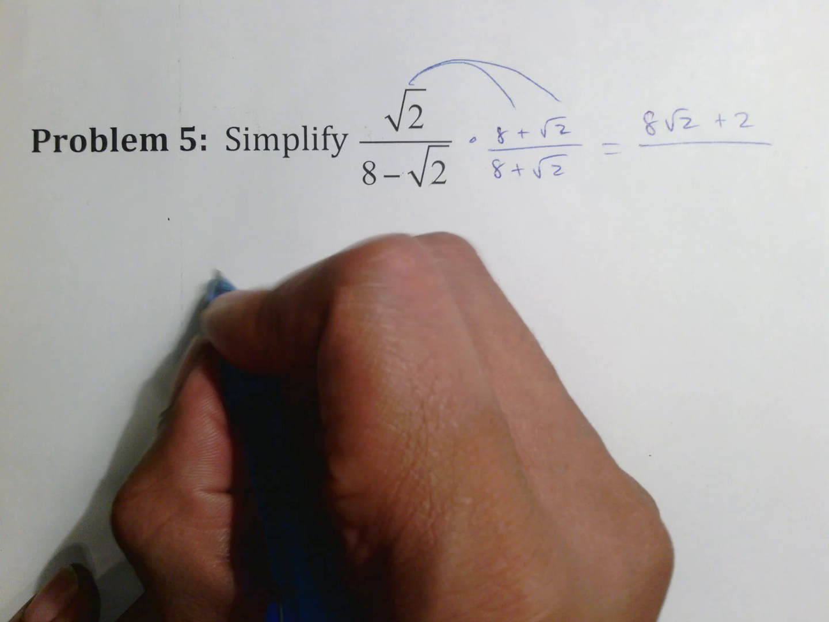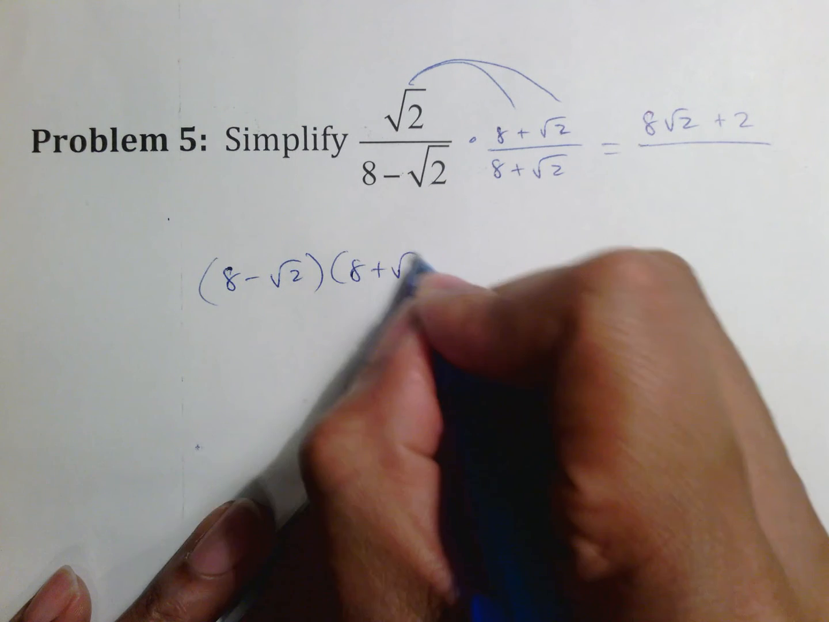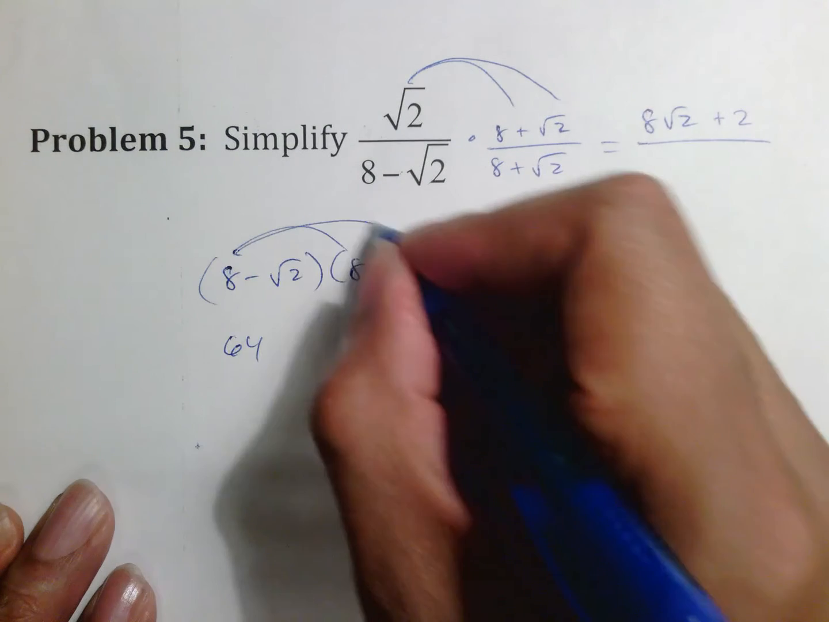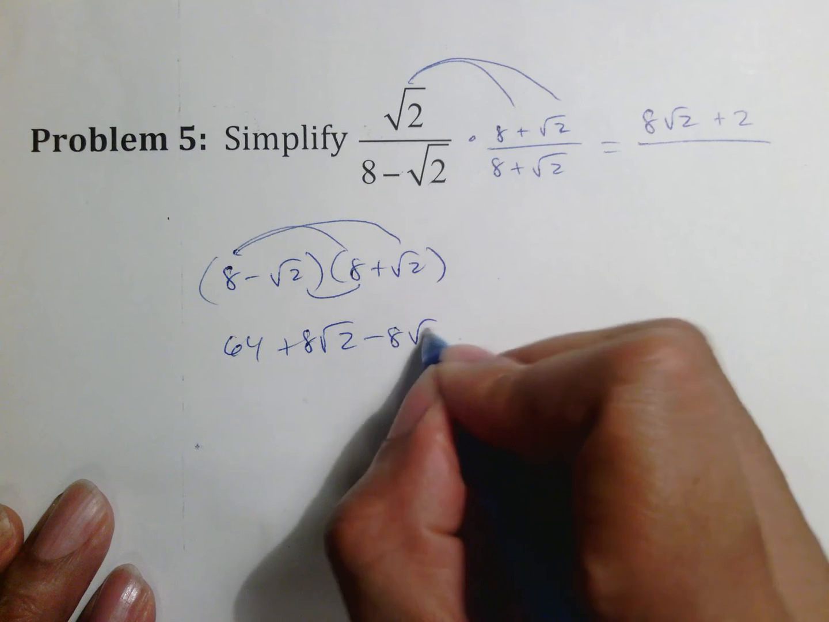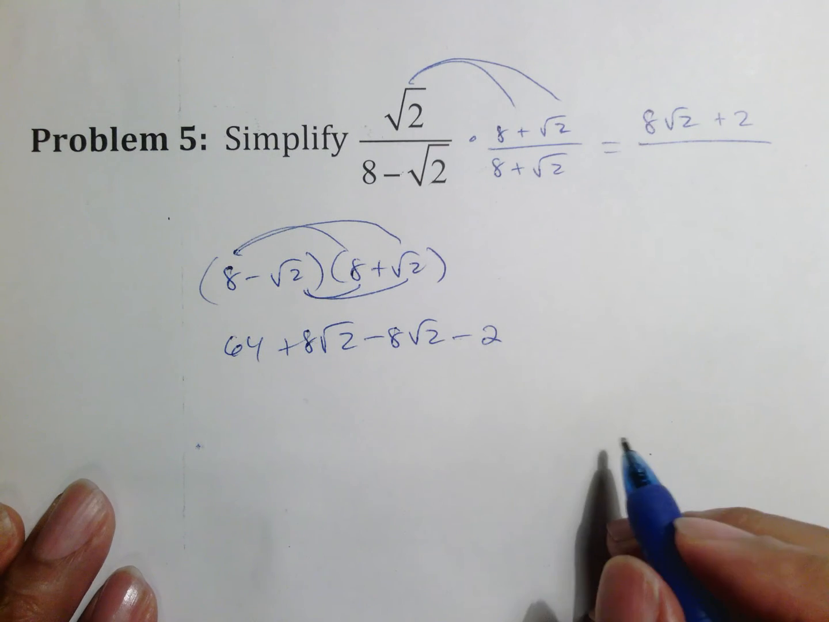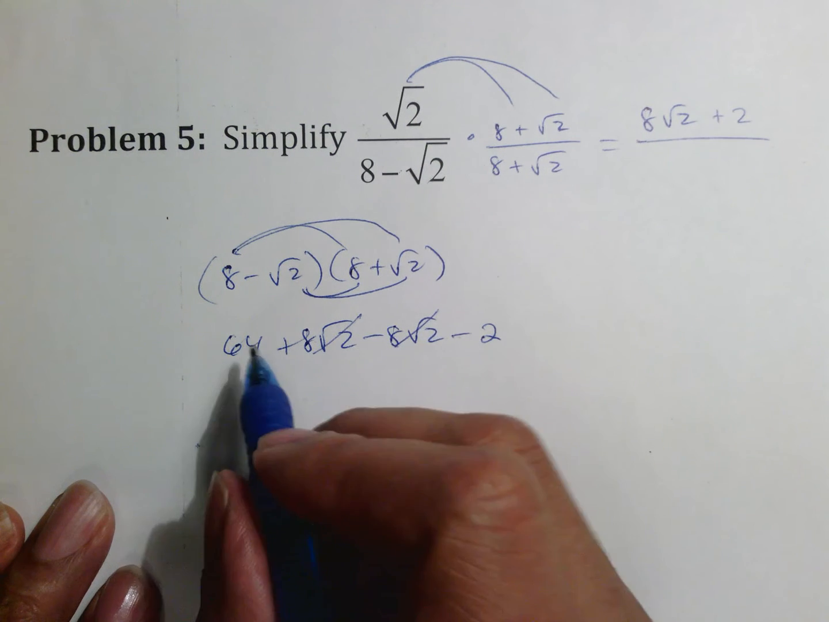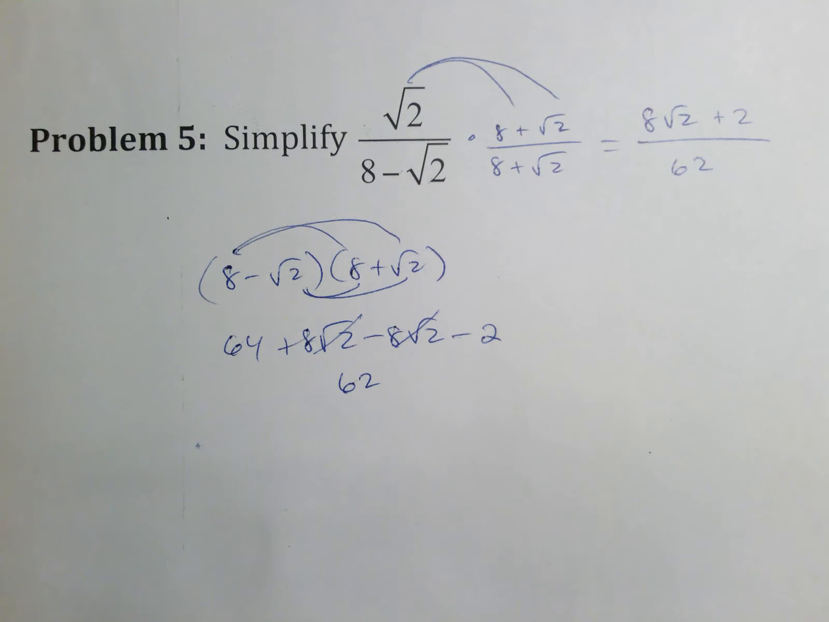Again, over here we've got to do some work off to the side. 8 minus root 2 times 8 plus root 2, which gives me 64, plus 8 root 2 minus 8 root 2 minus root 2 times root 2 is 2. Here this and this cancel because they're opposites. 64 minus 2 is 62, and again you get that number there.